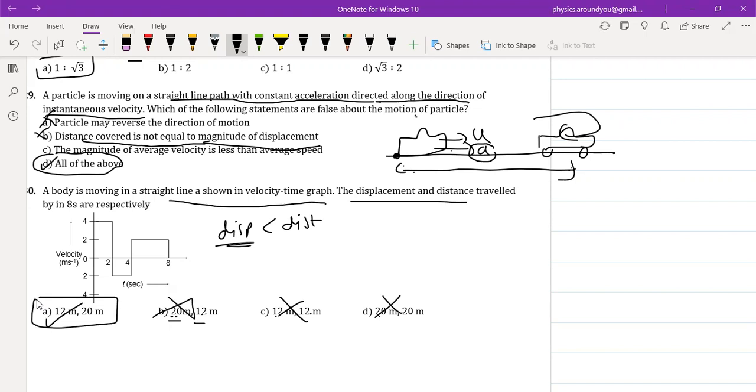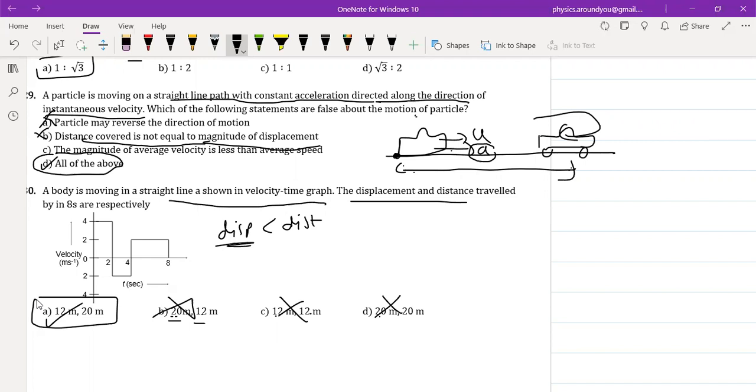I didn't bother to calculate the area. This is how you go from the options to the question. I just know that displacement has to be less than the distance. From the options, I pick up only those where the first number is less than the second number. Fortunately, there are no other choices other than A, which is suitable.